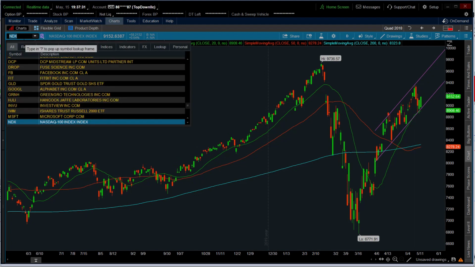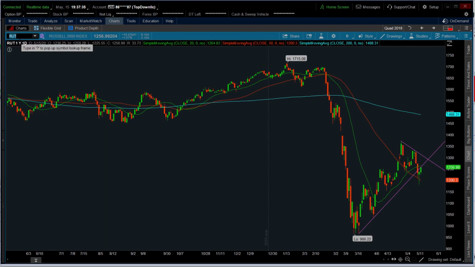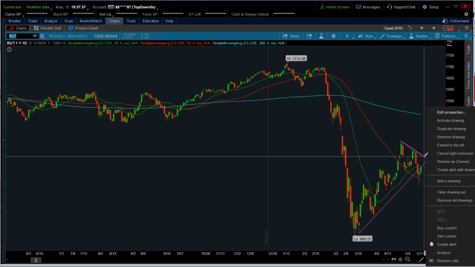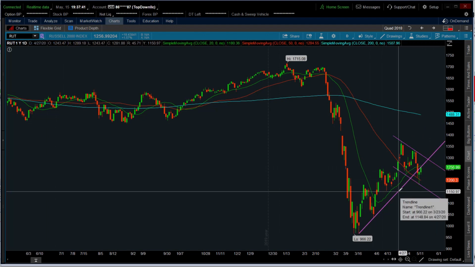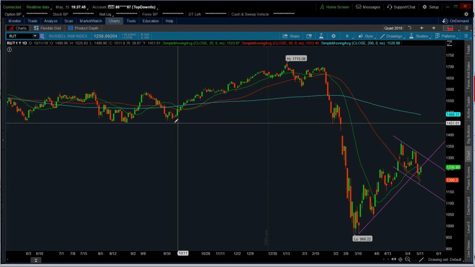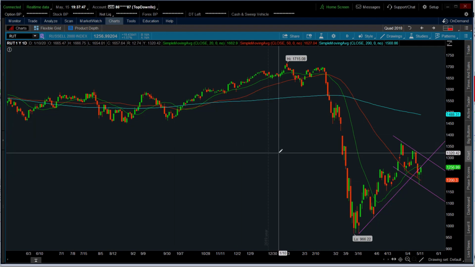And last but not least, let's look at the Russell. Switching our chart back, in the Russell, again, we just take that, redraw, move it down, and the Russell channel looks a lot more like the S&P, but a little bit steeper, correct? Notice that the rate of change, if you will, in the movement here is a lot steeper than in the SPX. The SPX is more gradual.